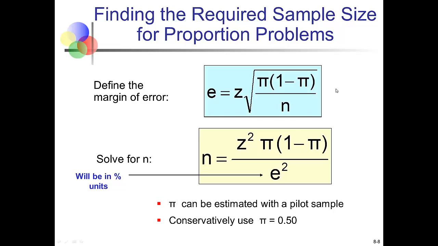So we've got the margin of error formula at the top. By solving for n, we get n equals the critical value squared, the population proportion times 1 minus that population proportion, divided by our margin of error squared. That margin of error will be in percentage units. Now if we don't know our true population proportion, which we likely won't, then we can estimate that with a pilot sample. If we're unable to take a pilot sample, then we can conservatively use the population proportion of 0.5. 0.5 gives us the worst possible variation, so it will give us the largest possible sample size, given some level of confidence and some given margin of error.